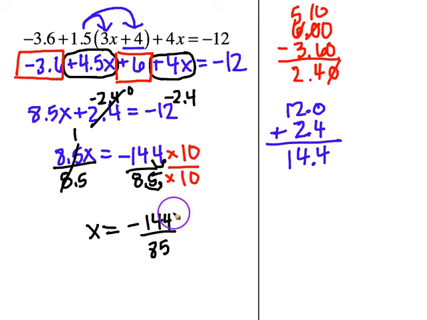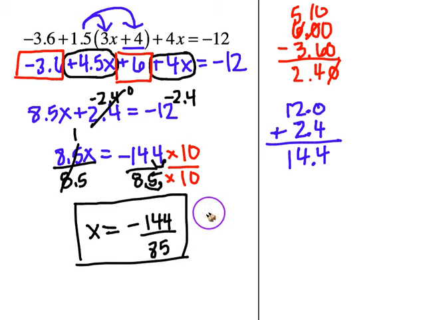Now all I have to do is check to see if I can reduce. In this case, I can't. So I'm going to say that my final answer is x equals negative 144 over 85. So once again, I started with the decimal, but I converted my final answer to a fraction. And once more, this is going to be helpful so that when you check your work, you're not going to have to worry about plugging in values that are repeating decimals.